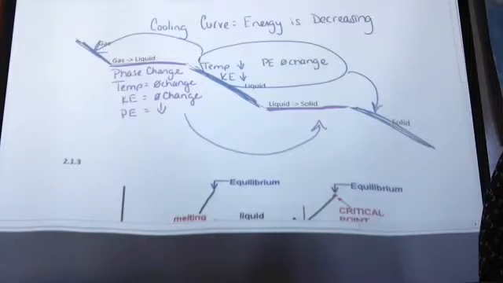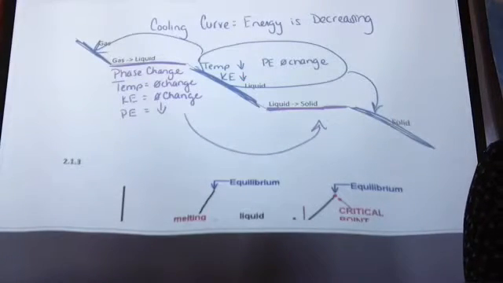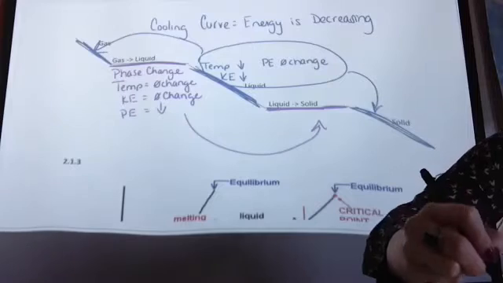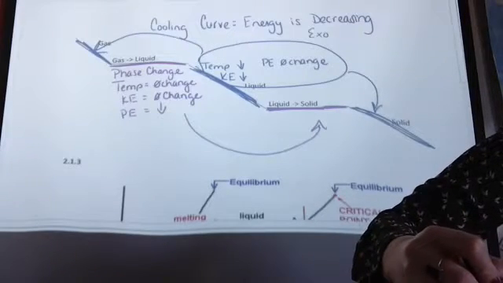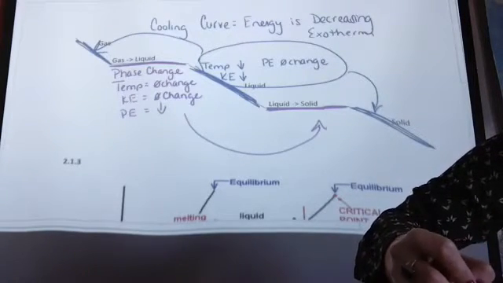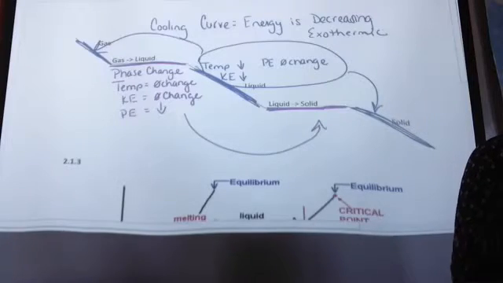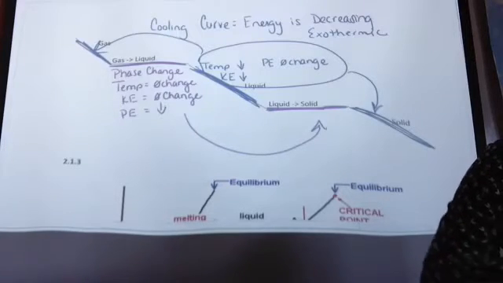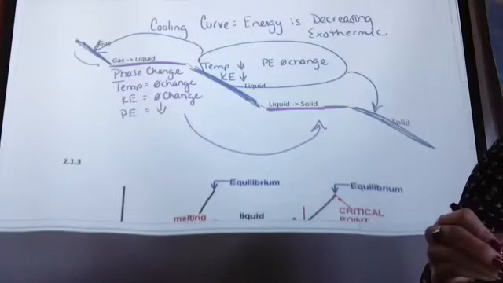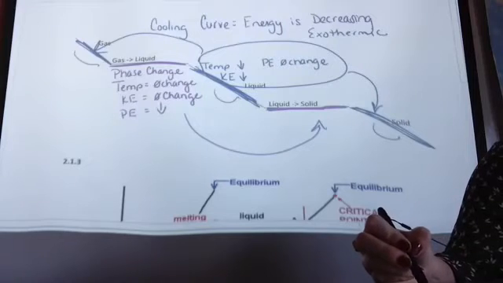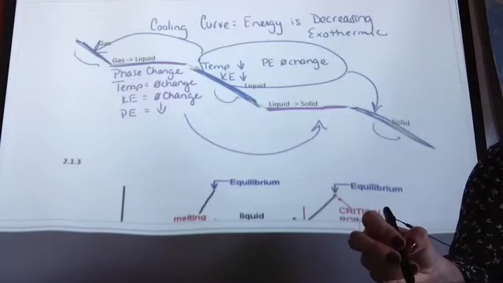Now in the cooling curve, it's the exact opposite. Energy is decreasing. That makes this an exothermic process. On the slanted lines, the kinetic energy is decreasing because the temperature is decreasing. We have the gas phase, the liquid phase, and the solid phase. The temperature is decreasing in all of those phases.